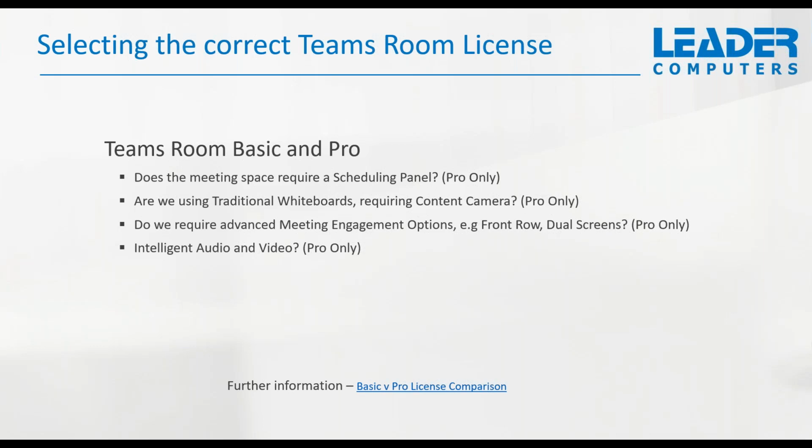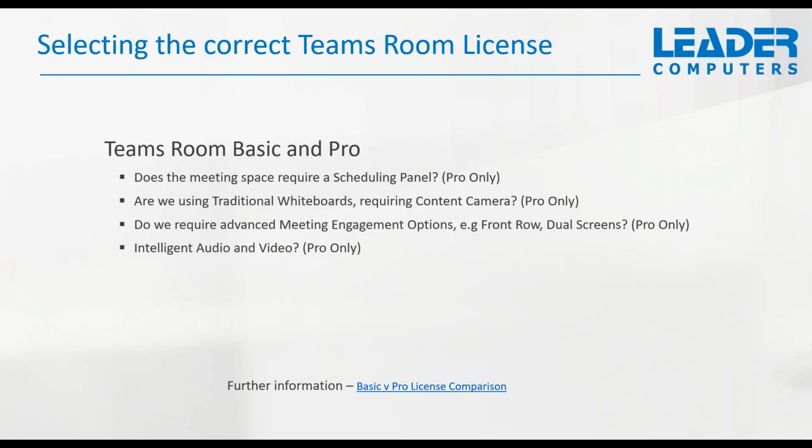Now, when we come to the meeting engagement options, how do you want to engage with your customers in that meeting? Do we want to be able to use dual screens? Do we want to be able to use front row? When we're utilizing larger meeting room spaces and we want to use dual screens, we want one screen for the video participants and the second screen for our content share. If we want to do that, we need to use the pro license.